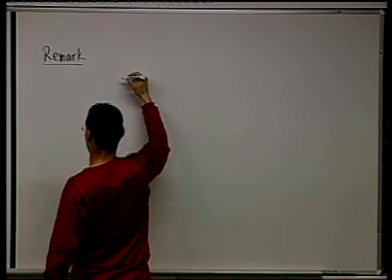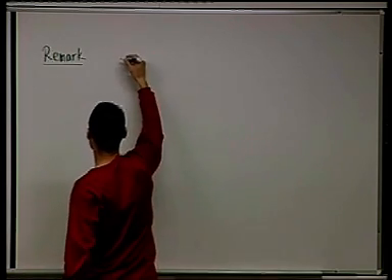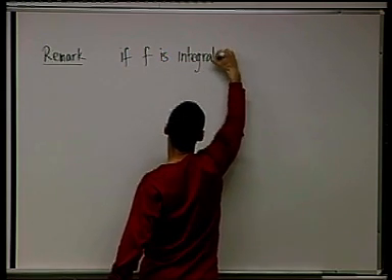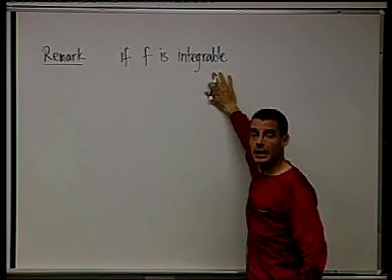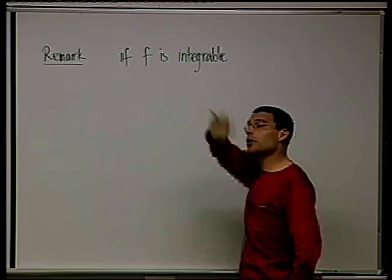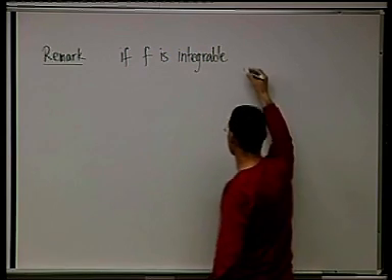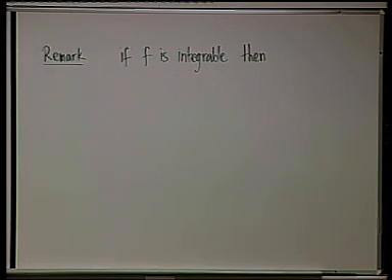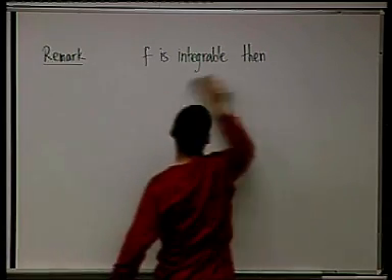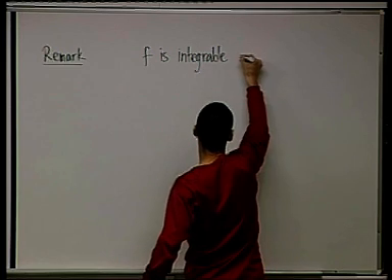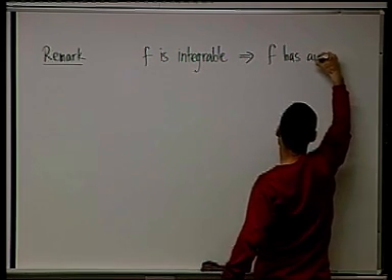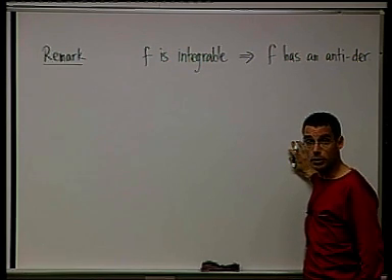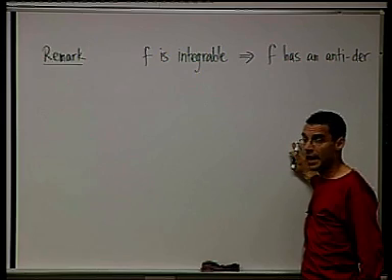So, for example, is it true that if f is integrable, whenever we say integrable, we mean in the Riemann integrable sense, that it has that area under the graph, the Riemann sums converge. Okay? Then, let me rewrite it. Instead of if then, I'm going to write f is integrable implies f has an antiderivative. Is this true? Is this a theorem? Does every integrable function have an antiderivative?